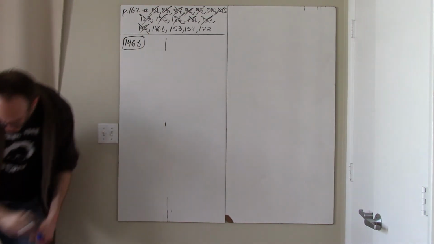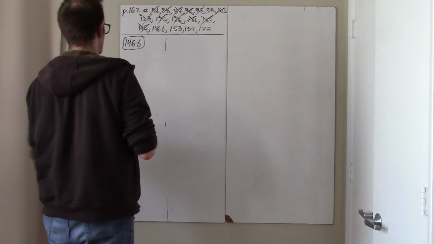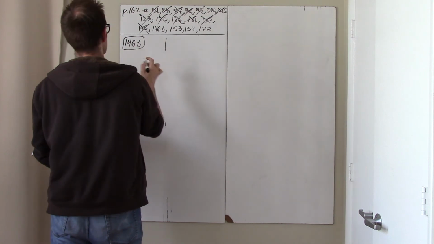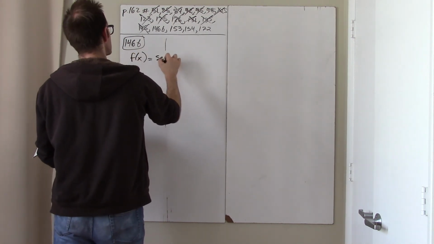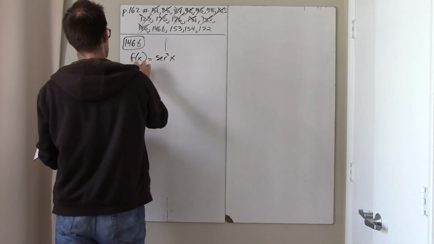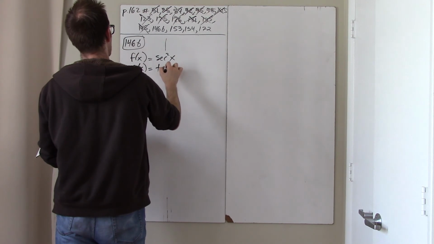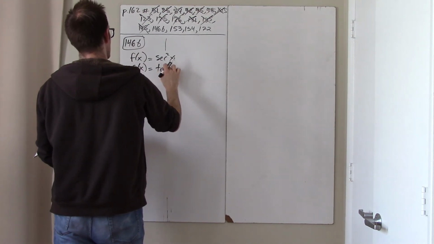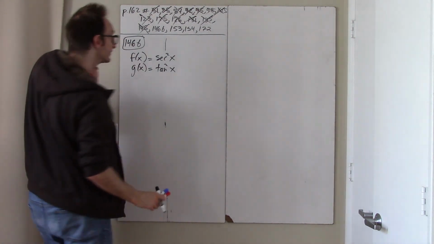146b. Oh, here we go. This is just a cute little problem. We actually did something like this in class, but maybe only in some classes. f is secant squared, and g is tan squared. And the directions were, take the derivative and notice that they have the same derivative.